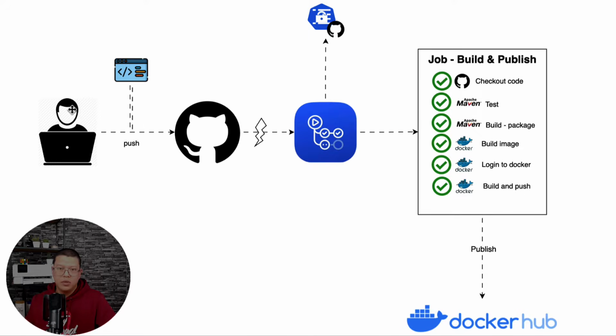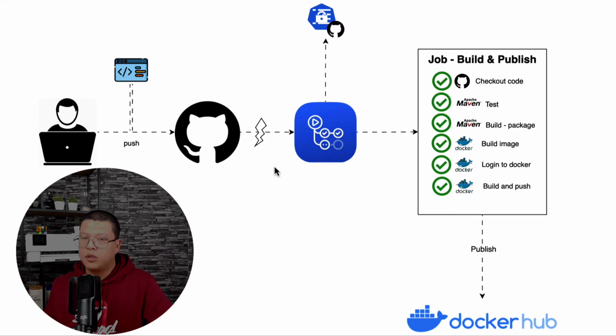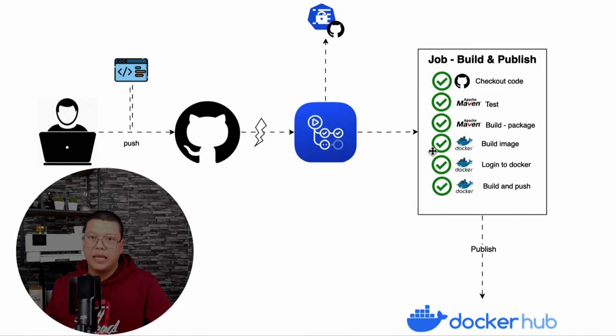So when a user or a developer pushes some code to GitHub, automatically this will trigger the pipeline, or it will trigger the GitHub Actions workflow. So also GitHub Actions will go and read the secrets from the secret store, and then we will be running several steps in order to build and publish our application.